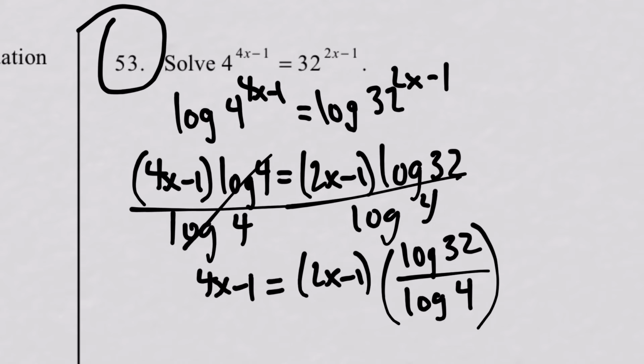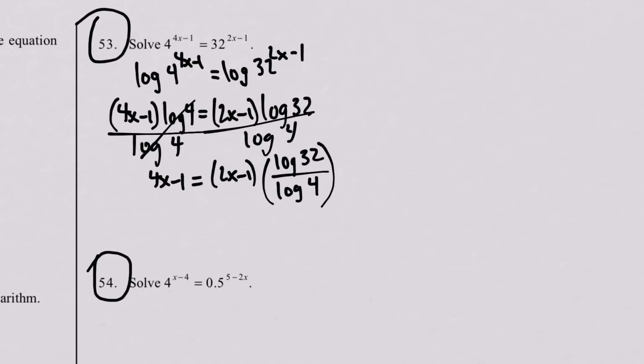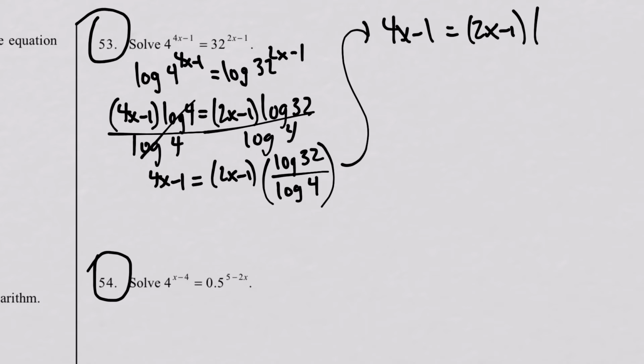That's 2 to the 5th power and 2 squared. So it's 5 over 2. But just to double check, punch that into your calculator. My calculator says that that is 2.5, right? 5 over 2. So I'm going to continue up here. 4x minus 1 equals 2x minus 1 times 2.5. I'm going to distribute that 2.5. This is not 25, it's 2.5. So I get 4x minus 1 equals 2.5 times 2, that's 5x minus 2.5.